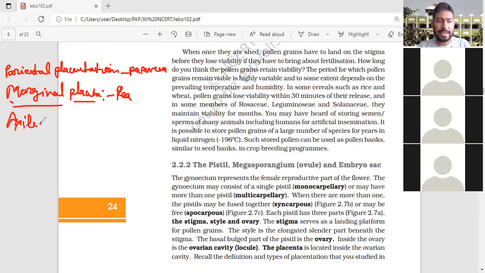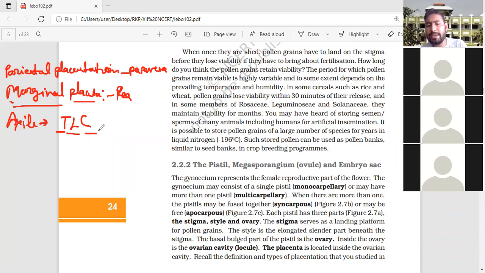Yes, exile placentation. Lemon. Very good. TLC: tomato, lemon, and China rose. These three represent the exile placentation. So there are five different types: parietal, exile, marginal, free central and basal placentation. That you know very well.